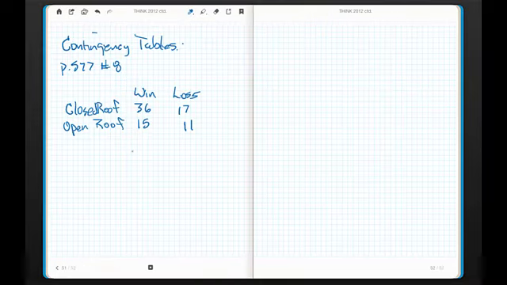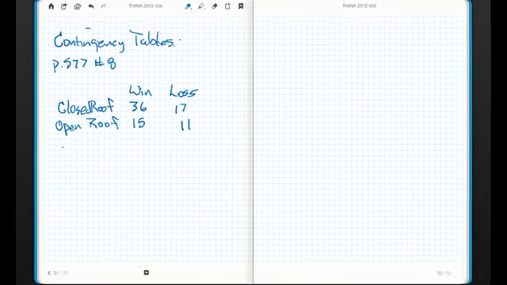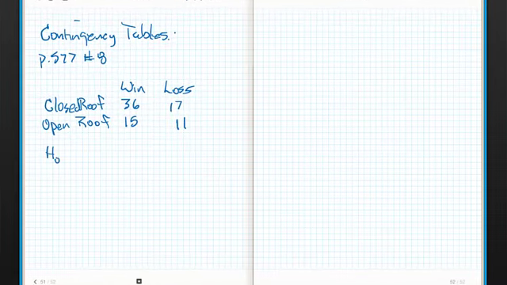Okay, hopefully you had a chance to look this over. Basically what we're going to do is real simple. This is called a contingency table or a two-way table. Let's talk about what we're going to do first. What we're trying to figure out here is whether wins and losses are independent of an open or a closed roof.